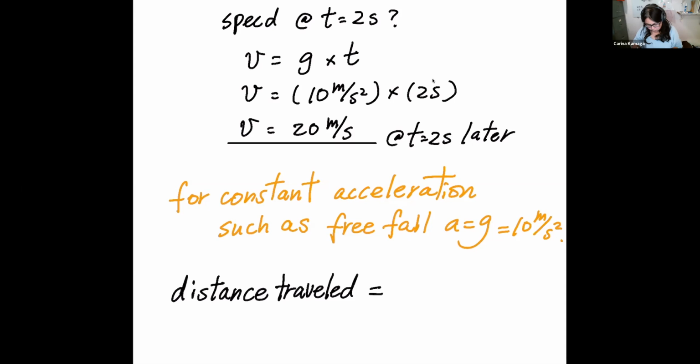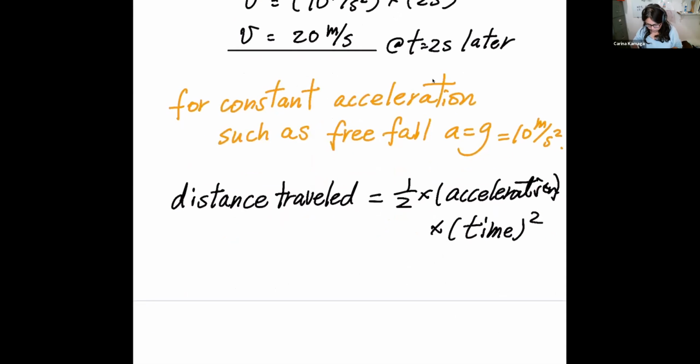equals 1/2 times that constant acceleration times t, time squared. So I'm going to say distance d equals 1/2 times acceleration times t squared.